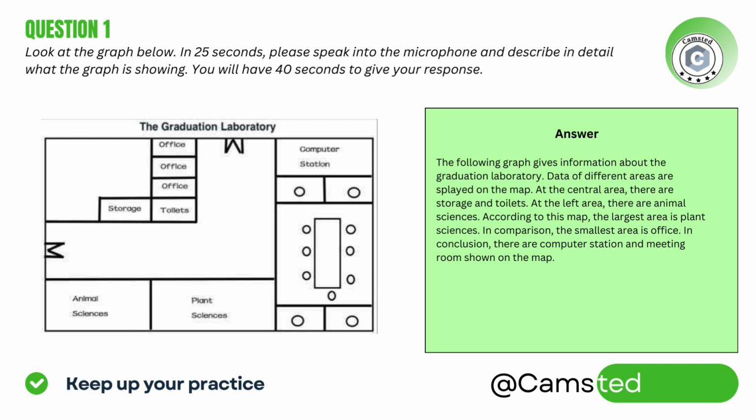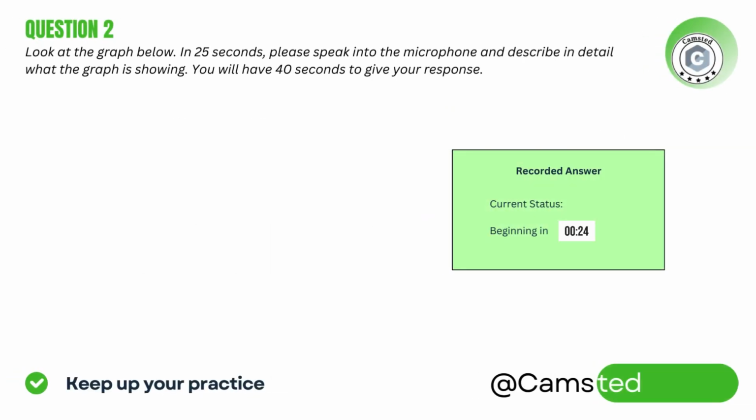According to this map, the largest area is plant sciences. In comparison, the smallest area is office. In conclusion, there are computer station and meeting rooms shown on the map.